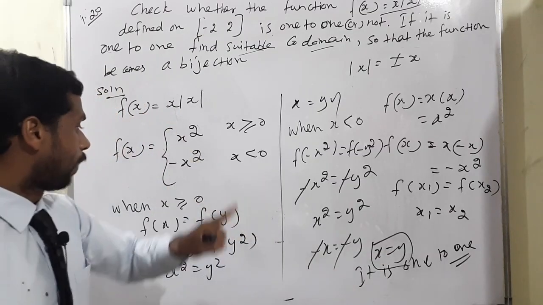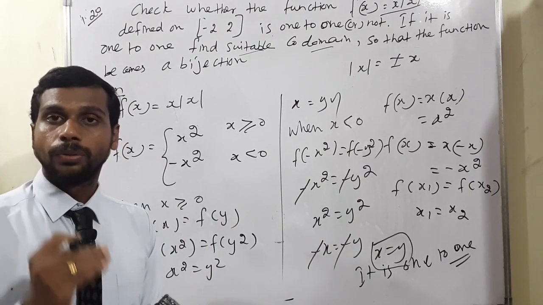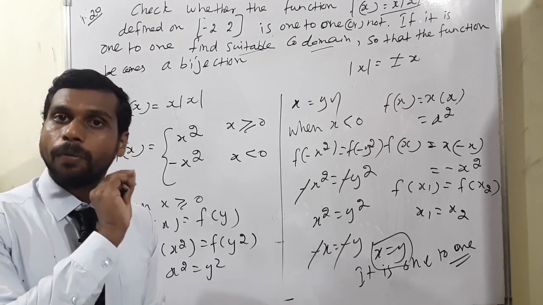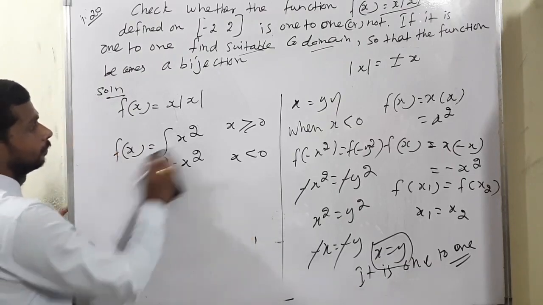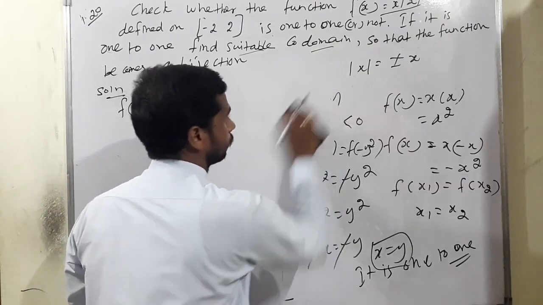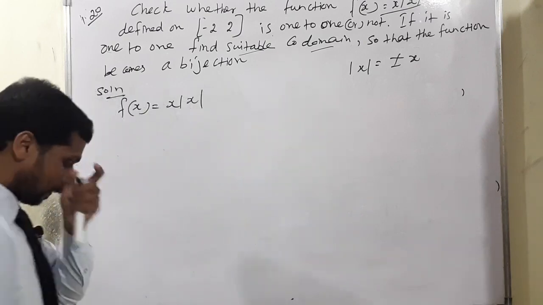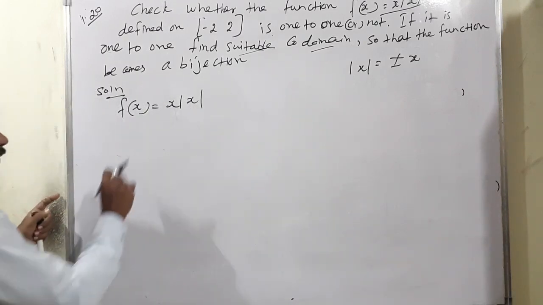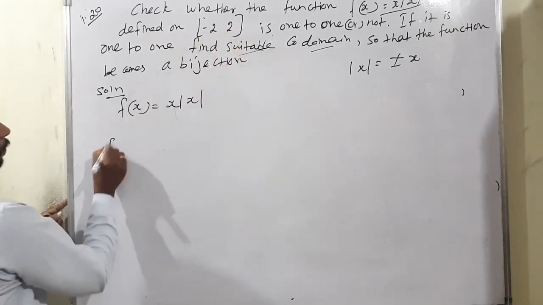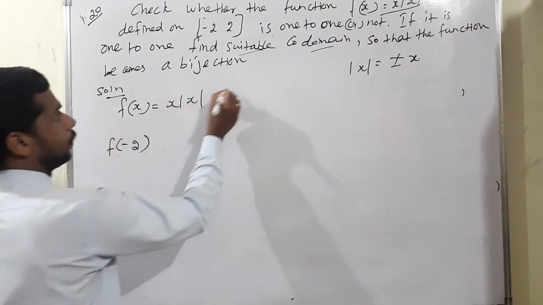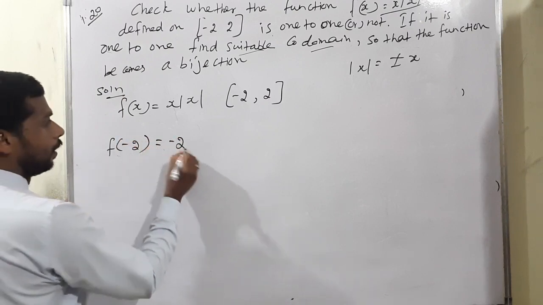I am moving to find out the onto function. Already you know, the last question also we applied this. What is the meaning of onto? Number of codomain is equal to number of pre-image. So listen very carefully. The given condition is the closed interval minus 2 comma 2, isn't it? So the closed interval minus 2 comma 2. What will happen? f of minus 2, look at there, minus 2.